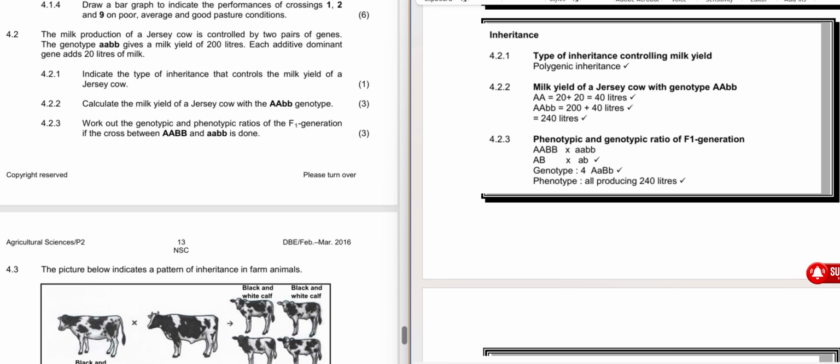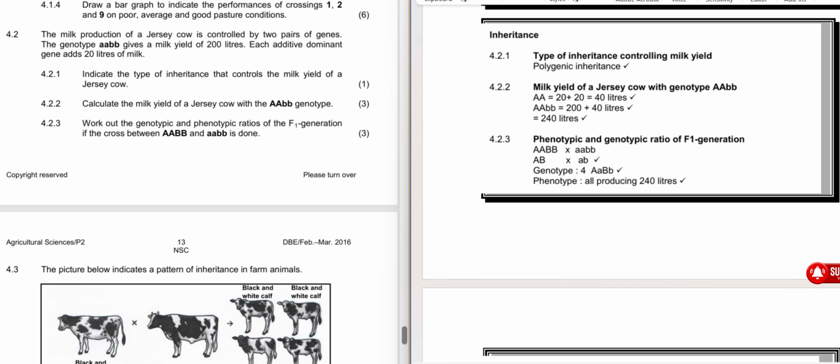4.2. 2 pairs of genes control the milk production of a Jersey cow. The genotype AABB yields 200 liters of milk. Each additive dominant gene adds 20 liters of milk. 4.2.1. Indicate the type of inheritance that controls the milk yield of a Jersey cow. The type of inheritance that controls the milk yield is polygenic inheritance. 4.2.2. Calculate the milk yield of a Jersey cow with the AABB genotype.